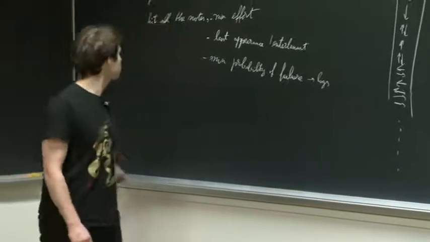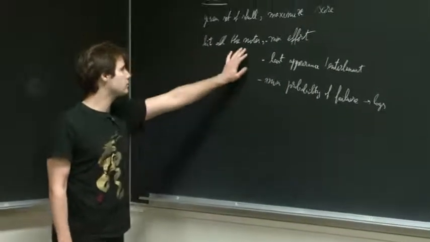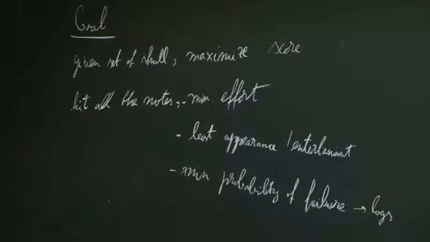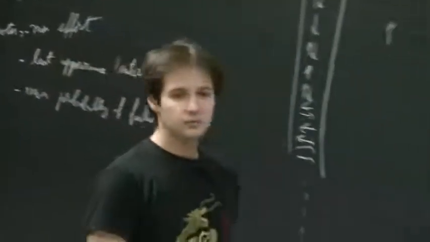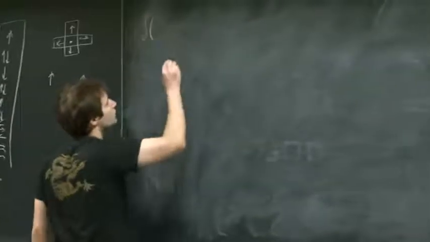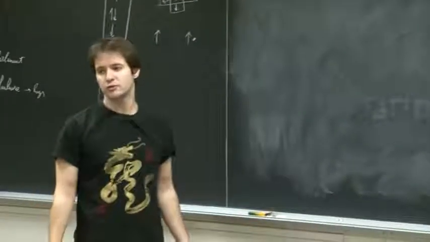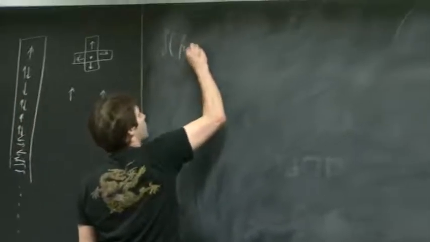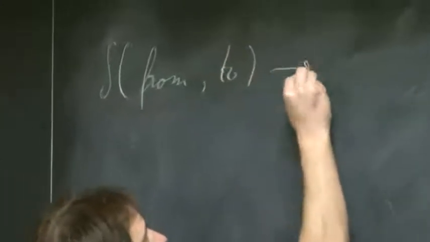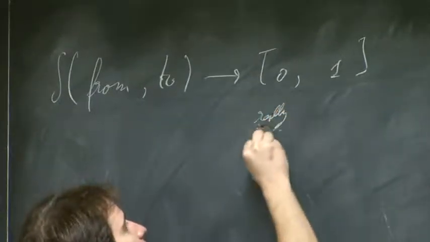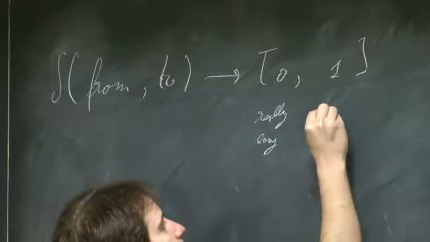OK, so we have a goal that looks like this. Say, let's go for this one: hit all the nodes, minimize the effort. And all the other ones can be reduced to this one. We need to define effort, right? Let's say that we have a function called delta that takes 2 foot locations, so where both of my feet are, a from and a to, and it gives me a number from 0 to 1, where 0 is really easy and 1 is really hard.